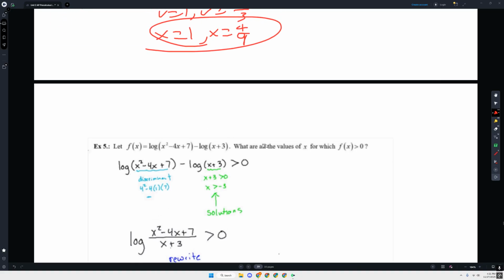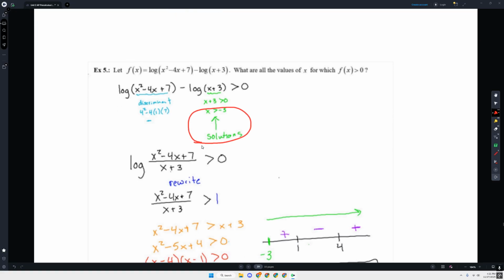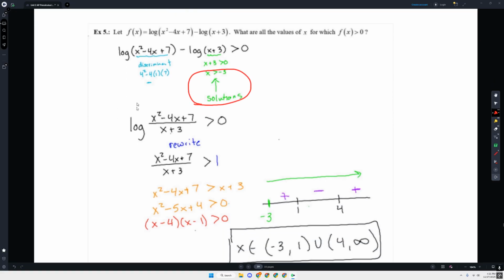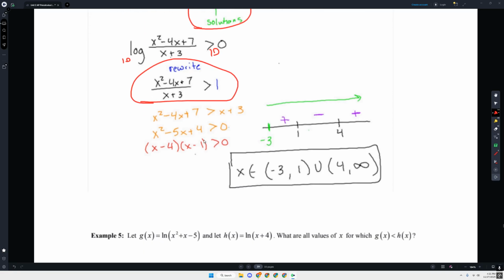So if you ever want to solve one, you would first start with the discriminant, and it's negative, and we would check, that means x is equal to -3, so that means our solutions have to be greater than this. From there, we're gonna condense the logs, and then we're gonna rewrite them, so we're gonna take to the power of 10 both sides, and then we're gonna rewrite it like this, and then we're gonna do some sign charts, and we're gonna check that it has to be greater than -3, and that gives us our solution as this.